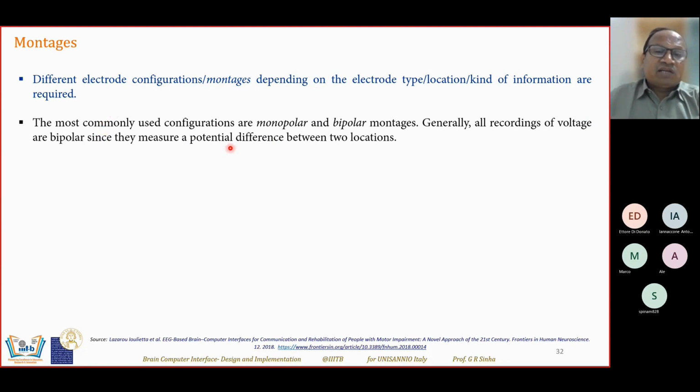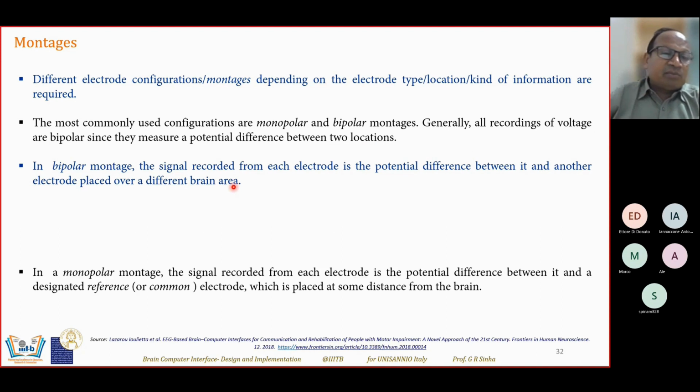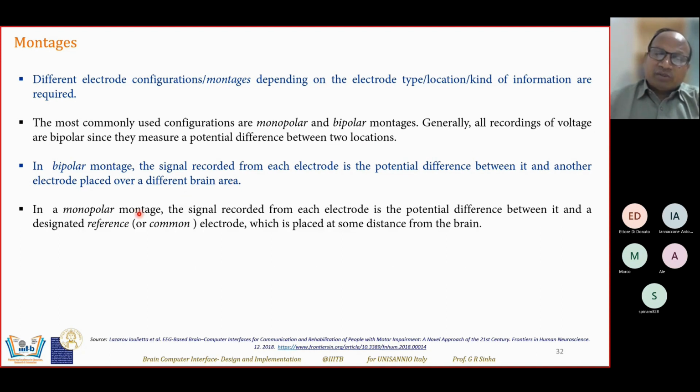So they measure a potential difference between 2 locations of your brain. A bipolar montage is a configuration in which the signal recorded from each electrode is the potential difference. So it finally comes to the channel cable. What is that cable voltage? The voltage coming from the cable is the potential difference between that electrode and another electrode placed over a different part of the brain. In a monopolar montage, what happens? It is not bipolar. The signal recorded from each electrode is the potential difference between it and the common electrode.